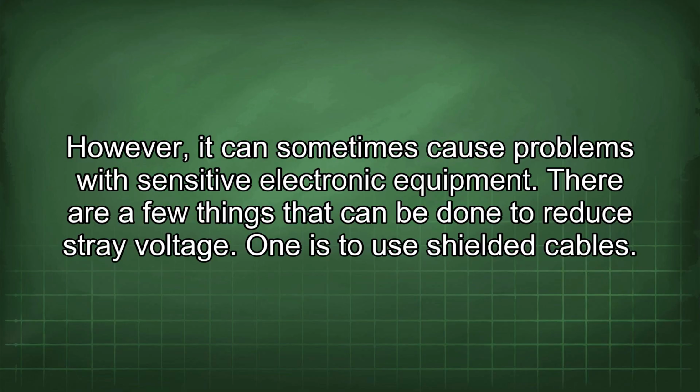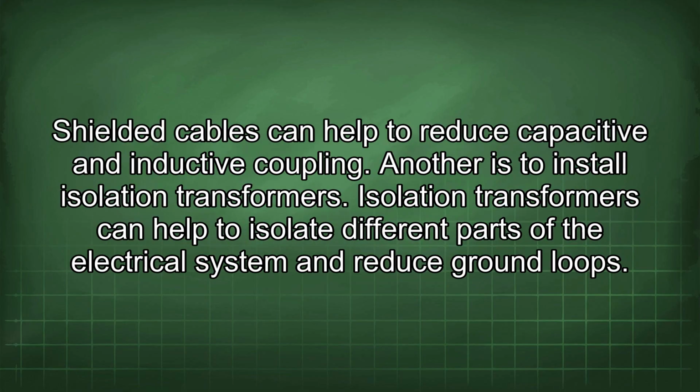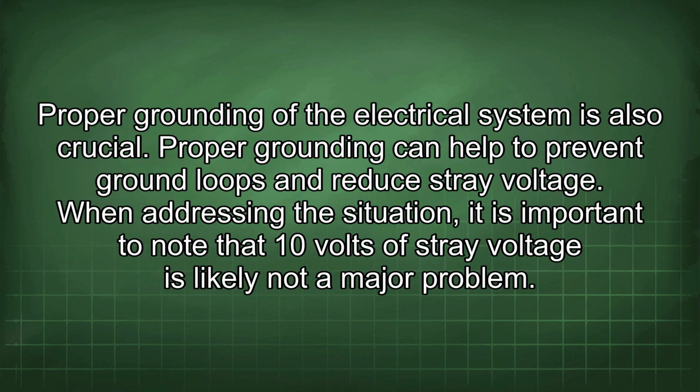There are a few things that can be done to reduce stray voltage. One is to use shielded cables. Shielded cables can help to reduce capacitive and inductive coupling. Another is to install isolation transformers. Isolation transformers can help to isolate different parts of the electrical system and reduce ground loops. Proper grounding of the electrical system is also crucial. Proper grounding can help to prevent ground loops and reduce stray voltage.